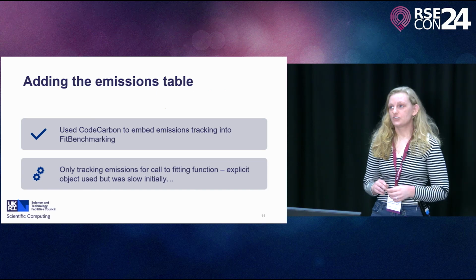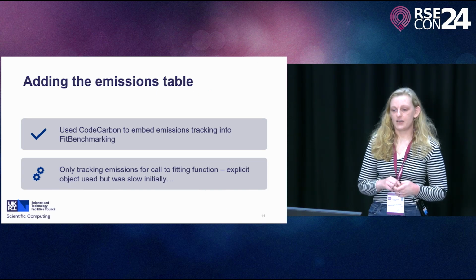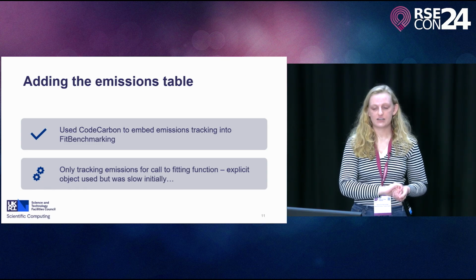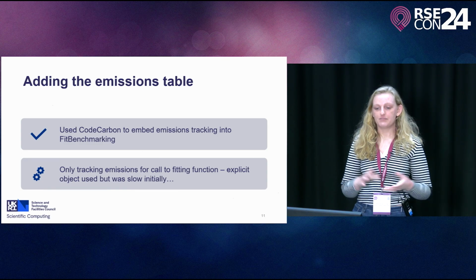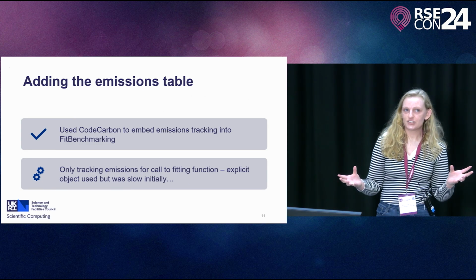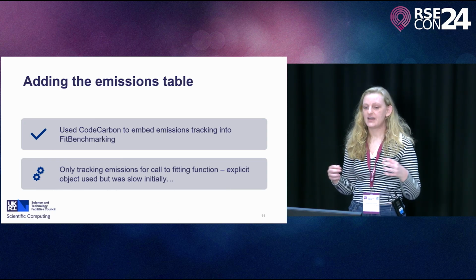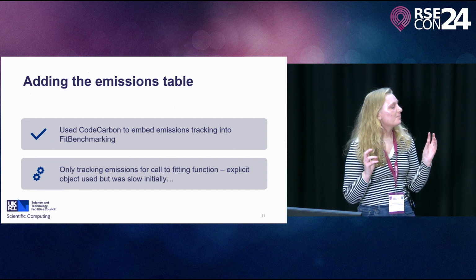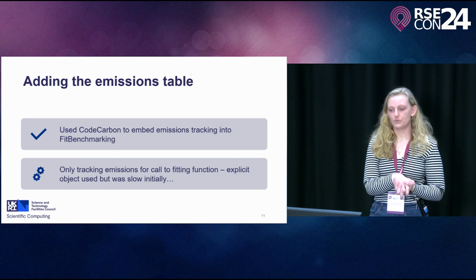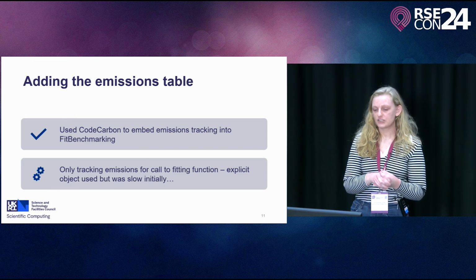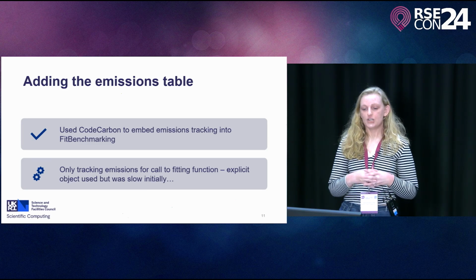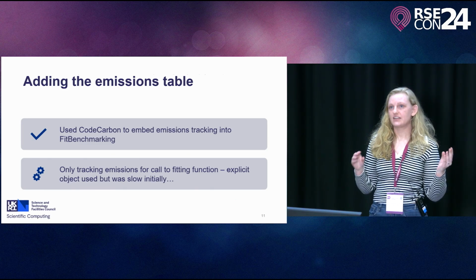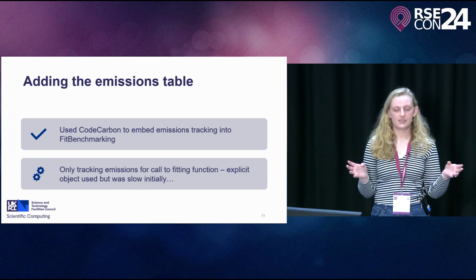So to do this, I chose to use the CodeCarbon Python package in order to embed the emissions tracking into fit benchmarking. And fit benchmarking has a lot of different stages to it, so it passes in a problem set and then runs the fit and then produces the results tables. But I wanted to isolate the emissions tracking only to each time the fitting function is called. So to do this, in CodeCarbon, you can create an emissions tracking object, and then you choose when you start and stop the emissions tracking.